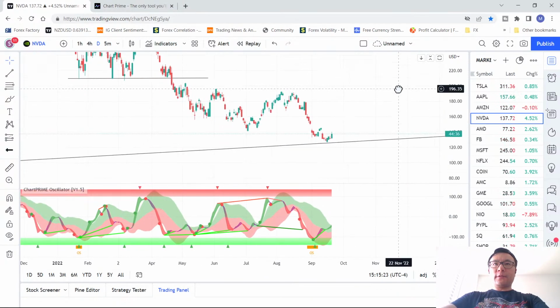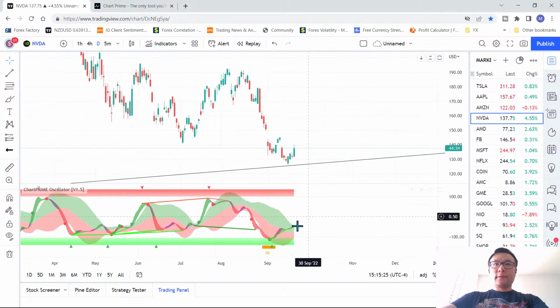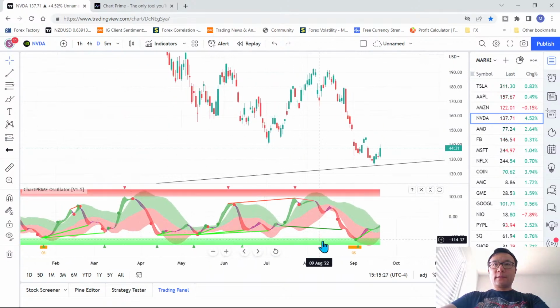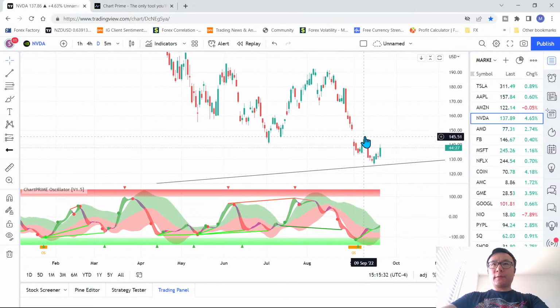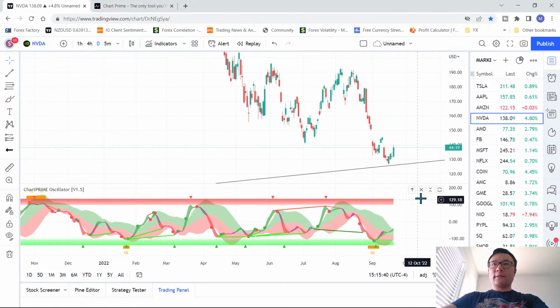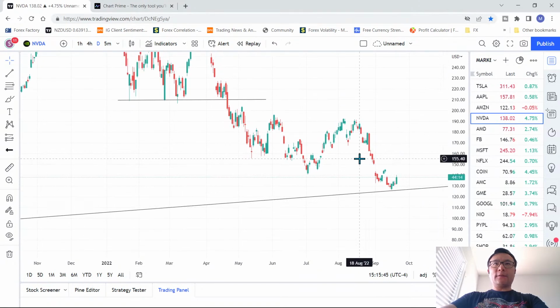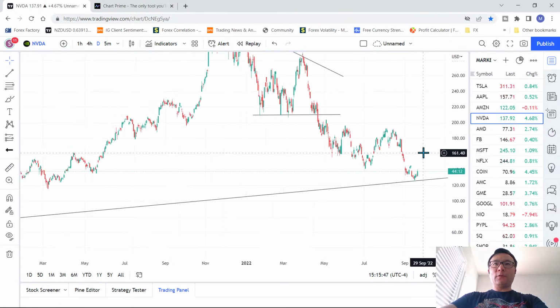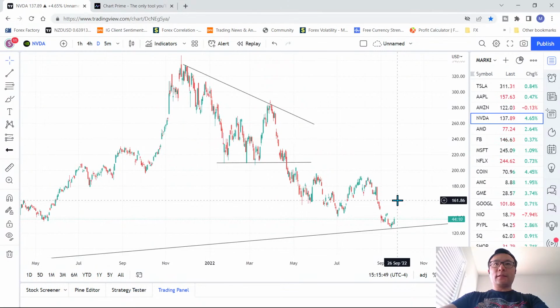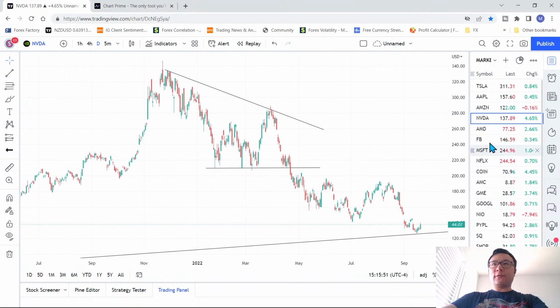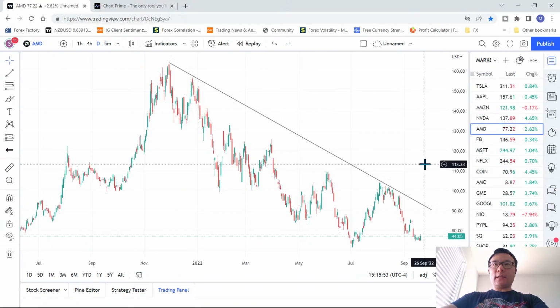Okay, so the oscillator is showing some reversal right here, reversed a little bit, but didn't have momentum to go to the upside. Yeah, so it's not the greatest. Again, one thing that you will notice for me is it has to really fit exactly what I'm looking for. If it doesn't, there's hundreds of stocks that I look at, so I'll move on. AMD.